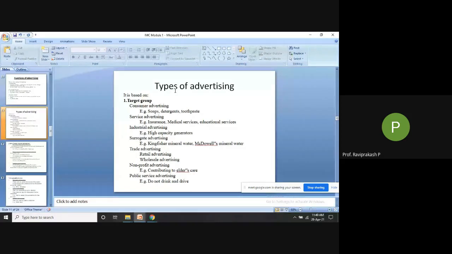Next is industrial advertising. It is from one industry to another industry, or from one factory or company to another company, or it could be one company to the end user. For example, here it is given high capacity generators. So here it is B2B, business to business, where they require large electricity, where there is large electricity consumption, and if there is a power failure, they say okay, there are generators.